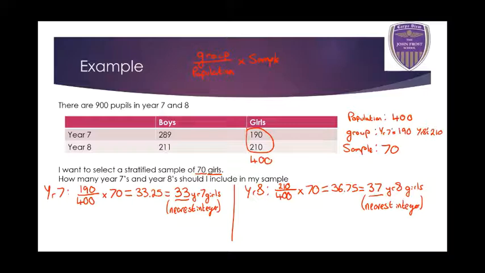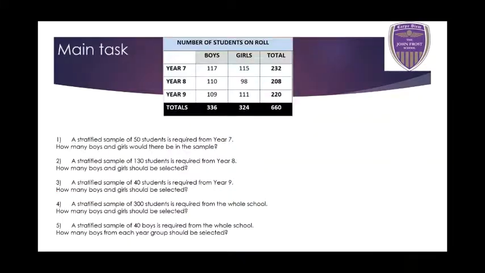Okay, so here comes the main task. So pause the video and have a go with these questions. Take your time to recognize what the whole population is with regards to each question, or what the group size is with regards to each question. And the stratified sample size is the easiest part, because that's the only number in these questions. Okay, so pause the video and have a go with these 5 questions. Best of luck.